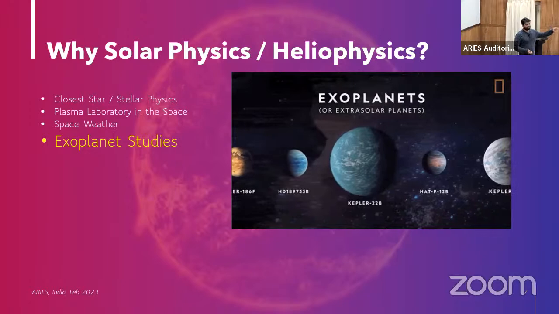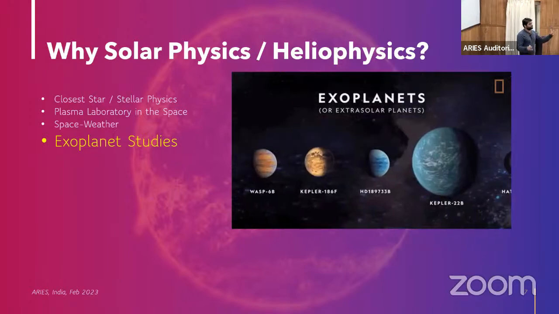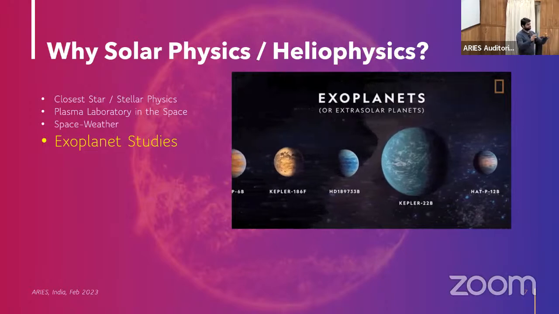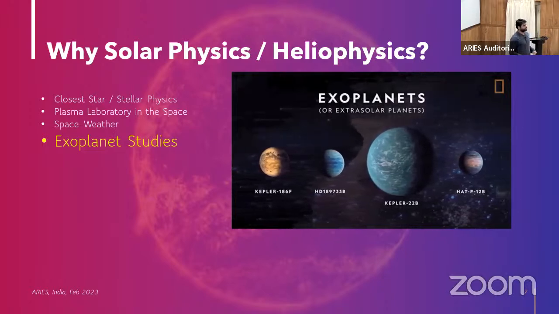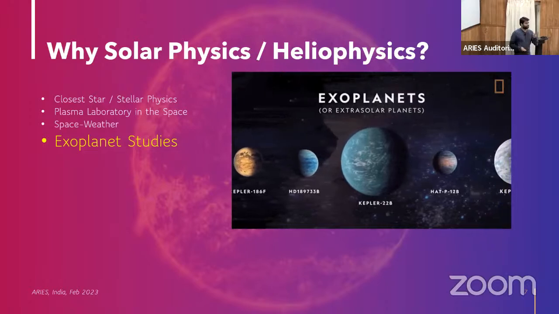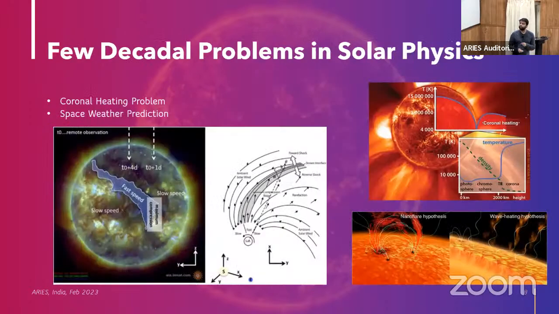So they have a host star and then there are planets. So the relationship you need to understand, the Earth and Sun relationship, provides a reference for these kinds of studies. So that's why you need to understand solar physics. Now, before I move on, I just wanted to mention a few of the problems which actually exist in solar physics.